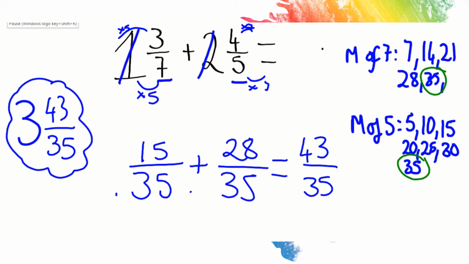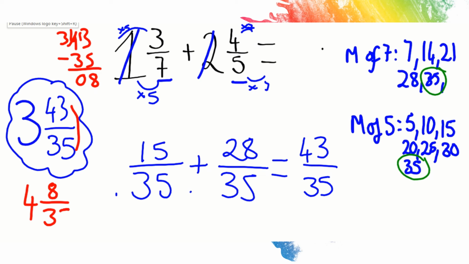So if you look in here, I can do 43 subtract 35. Well, that's going to leave 8. Oh, that leaves me with 8. So I've actually got 4 wholes and 8 35ths.